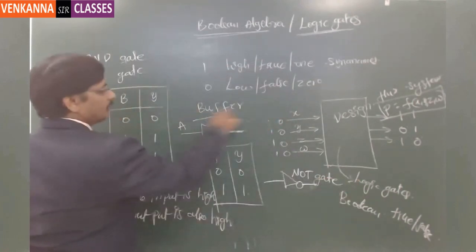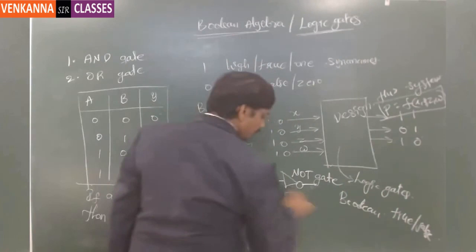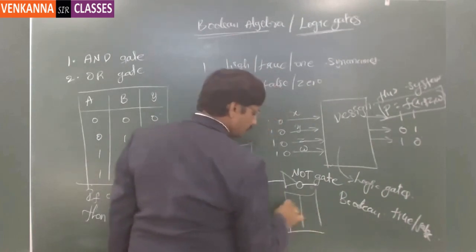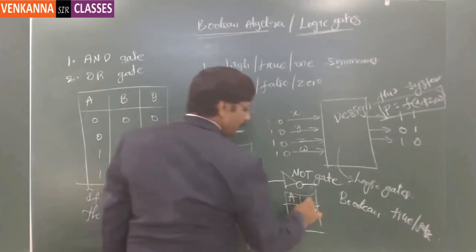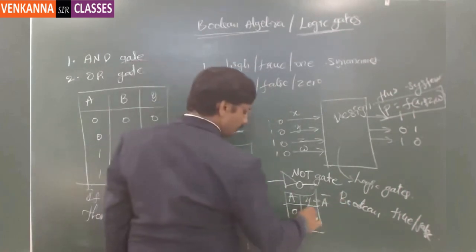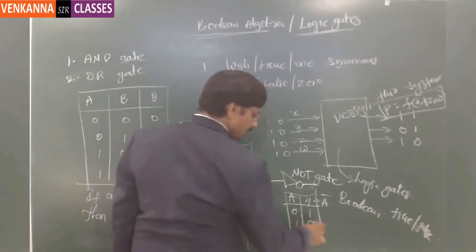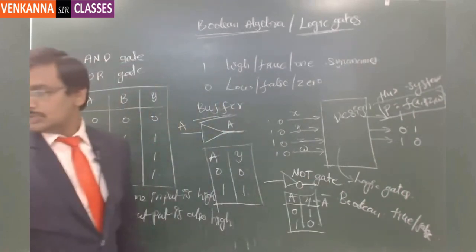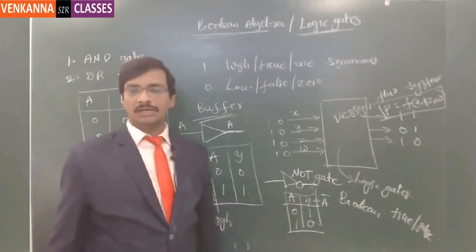And this is the buffer. In the NOT gate, you will get an exactly opposite output. So if you give A here, Y equals A bar. If you give 0, you will get 1. If you give 1, you will get 0. So this is the truth table of a NOT gate.